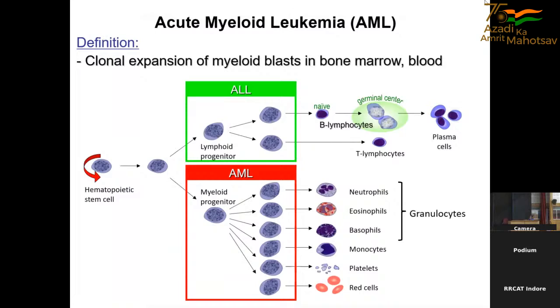So acute myeloid leukemia is a type of blood cancer where there is a clonal expansion of myeloid blasts in the bone marrow and the peripheral blood. What happens is that the hematopoietic stem cell in the bone marrow goes through various stages of differentiation and maturation and forms different blood cells. An arrest of differentiation at any stage, and especially in AML at the myeloid progenitor stage, leads to the accumulation of undifferentiated cells in the bone marrow, and these cells come into the peripheral blood. These undifferentiated cells are known as blasts.